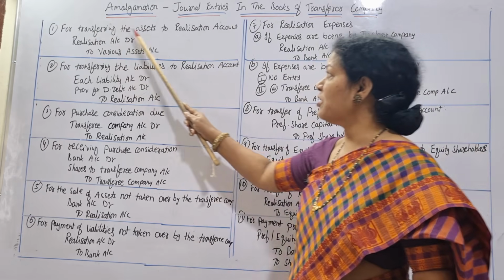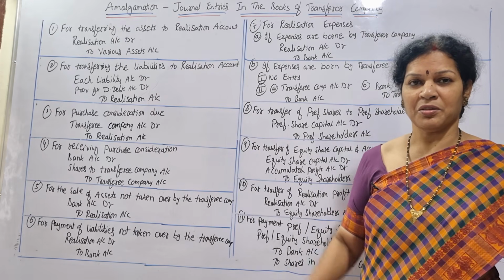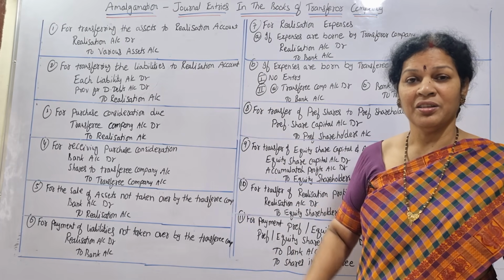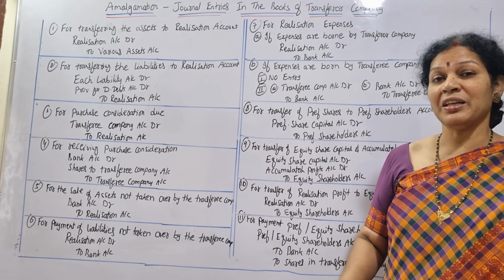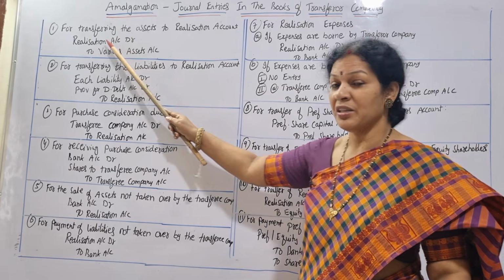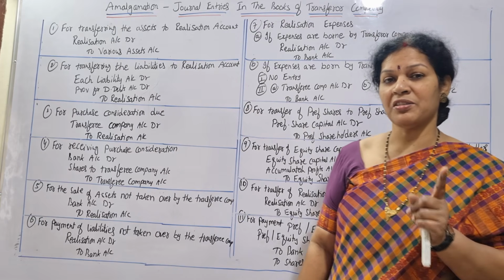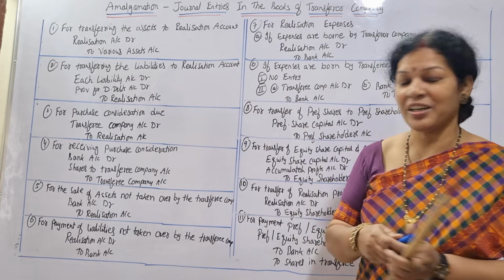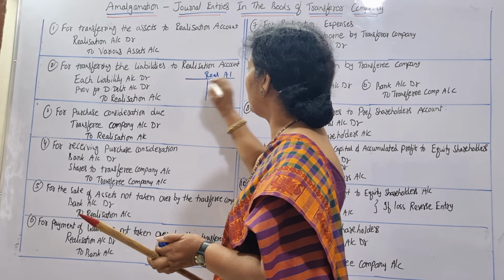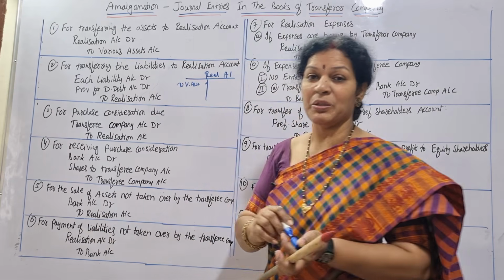First one is for transferring the assets to realization account. Assets we have to transfer. Which company is it? Transferor company. So they are transferring the assets to the other company. When they are transferring, all the transactions they write in the realization account. Transferring the assets means realization account debited to various assets accounts. Transferring the assets comes on the realization account debit side. Did you remember realization account? Transferring the assets, assets come on the debit side.